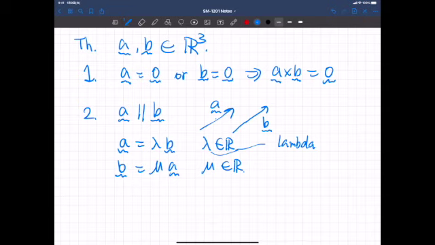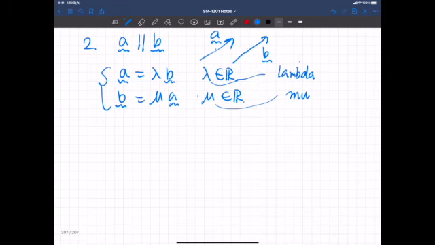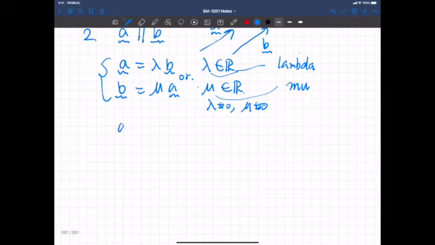Lambda. So there's a B here, and this is a Greek letter mu. In these cases, we say A and B are parallel. And of course, lambda and mu should not be zero. In this case, let's say lambda is not zero and mu is not zero, then A cross B is a zero vector.